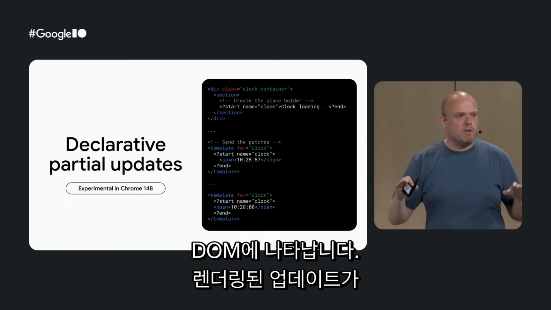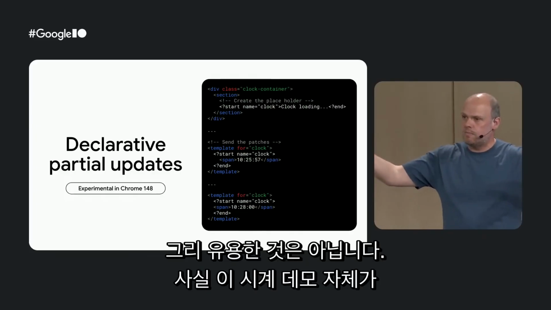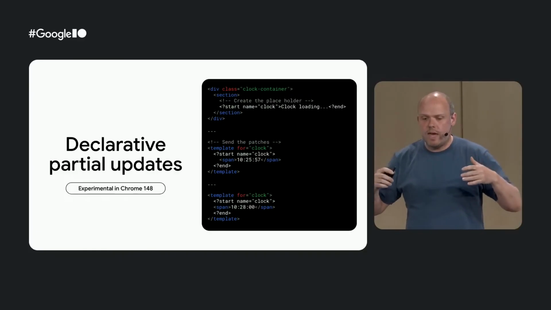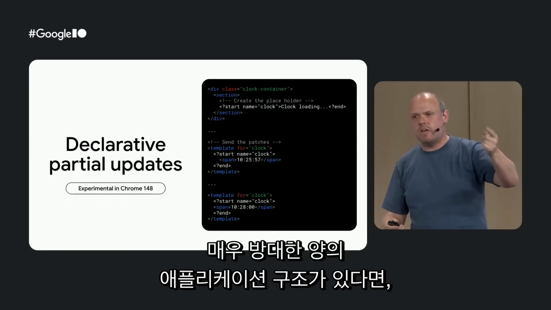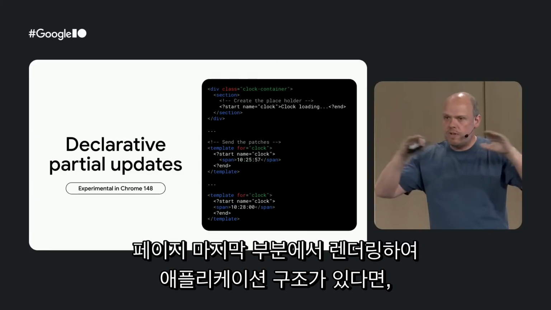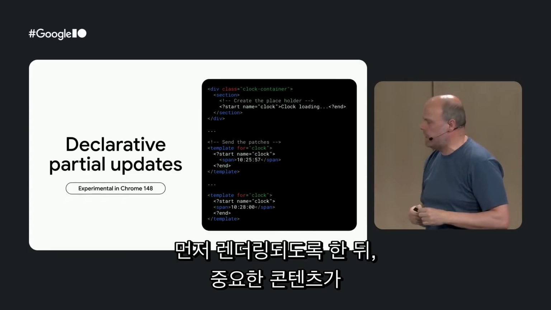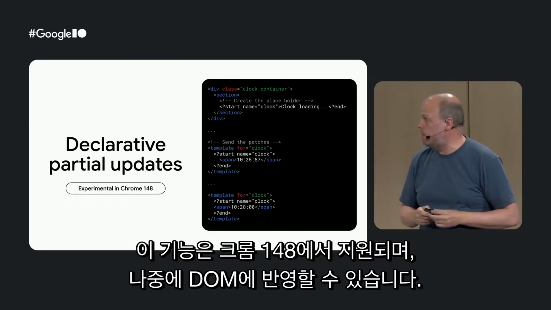Now, the clock demo isn't all that useful by itself, but I do think it highlights some compelling potential use cases. For example, if you have a huge amount of application structure, say a massive menu, you can render it at the end of your page, let the critical content get rendered first, and then patch it back into the DOM just a little bit later. It's available in Chrome 148, and you don't need JavaScript for it, which is great.